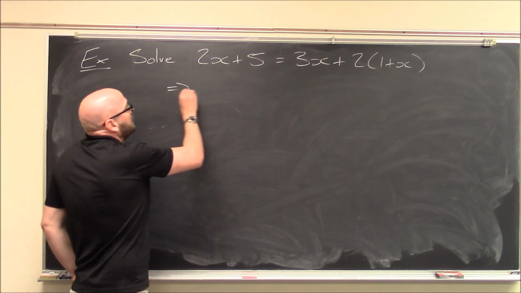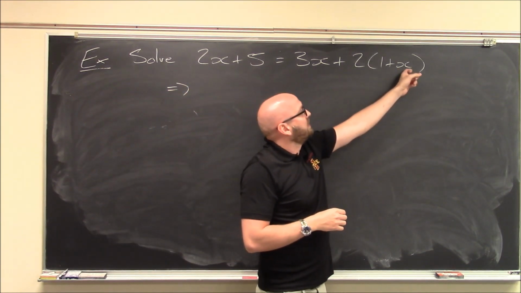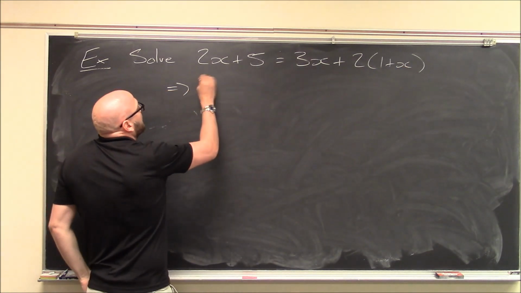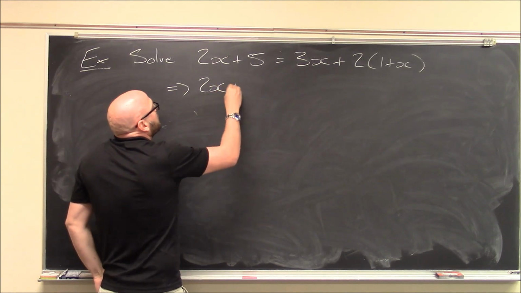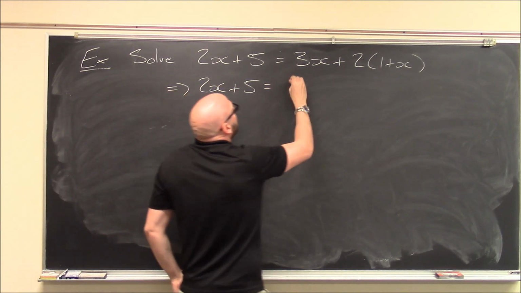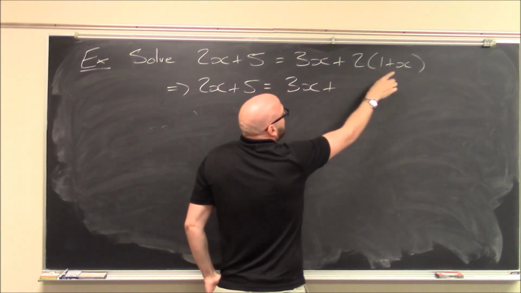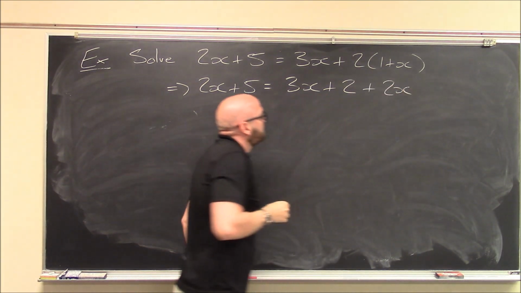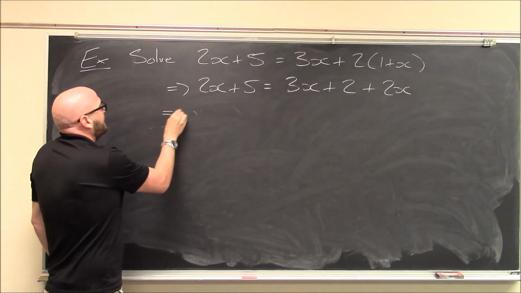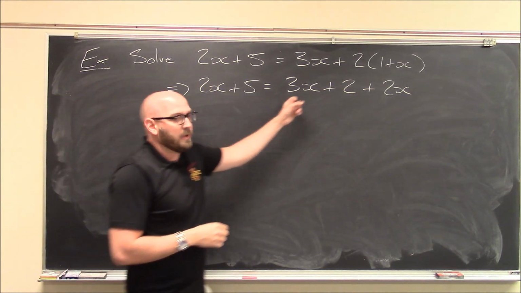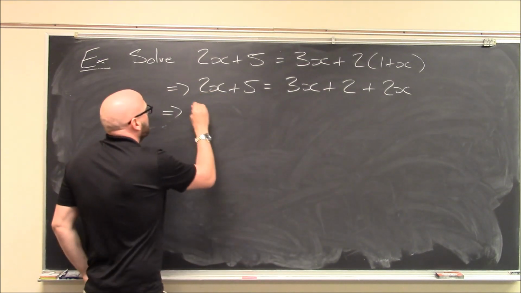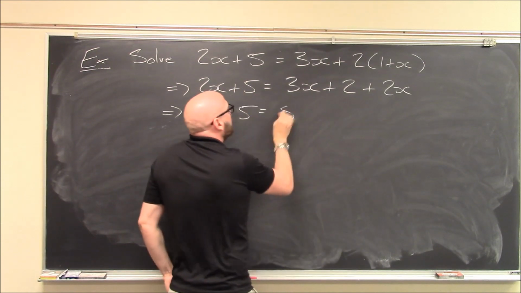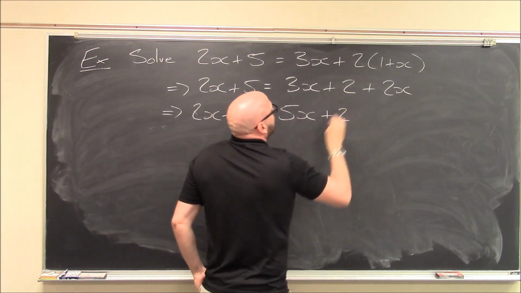So first thing I probably need to do is expand this piece to get this x sort of out of these parentheses. So let's just, we'll leave the left hand side the same. 2x plus 5 equals, here I've got 3x plus, now we expand this. 2 times 1 is 2, plus 2 times x is 2x. What now? Well, I'd probably want to group these x's together, right? So let's do that. We've got 2x plus 5 equals 3x plus 2x is 5x plus 2.